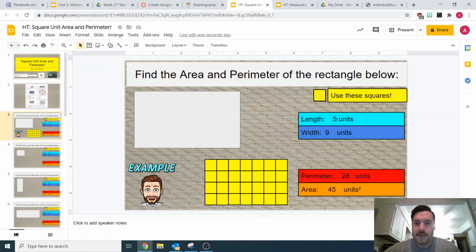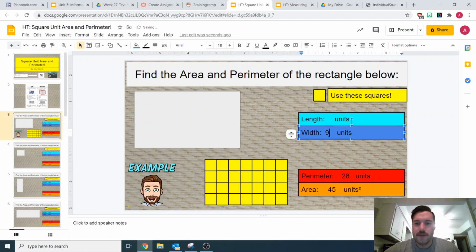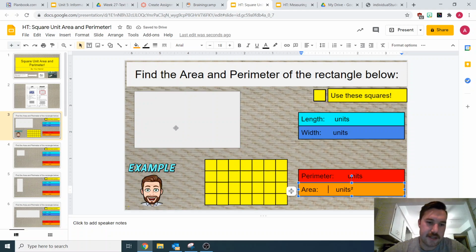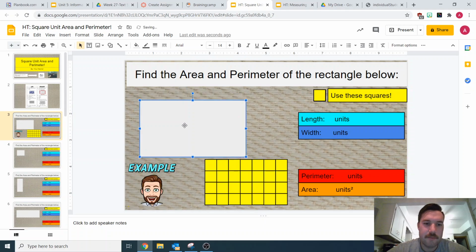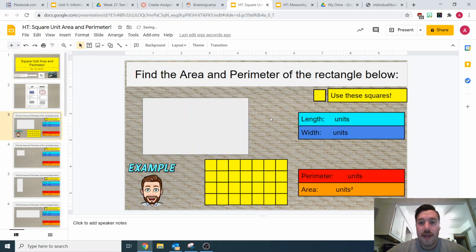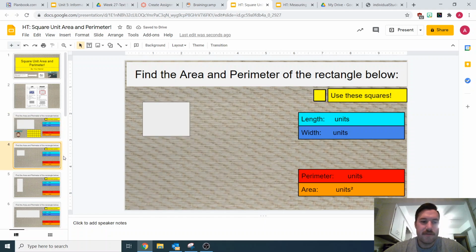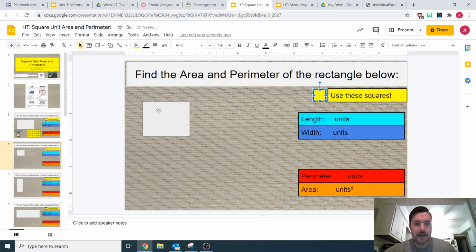Hey mathematicians, what you are going to be doing today on this assignment is finding the area and perimeter of some objects. They're all going to be rectangles. You've got little squares up here, and they should fit just nicely, so you can drag them into your rectangle.